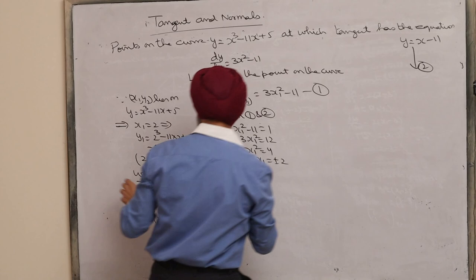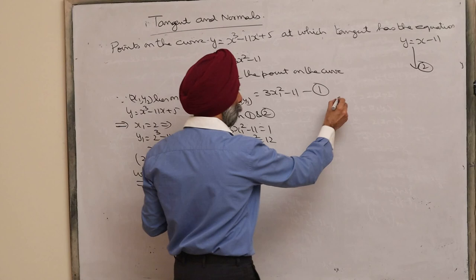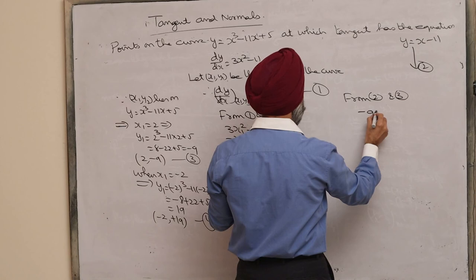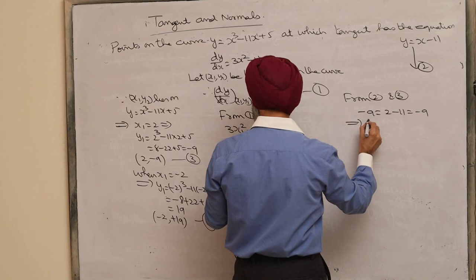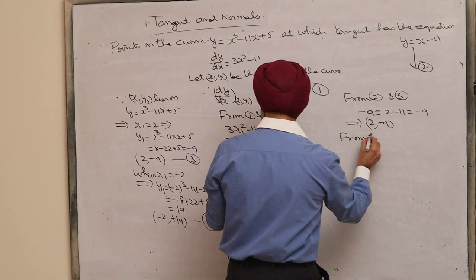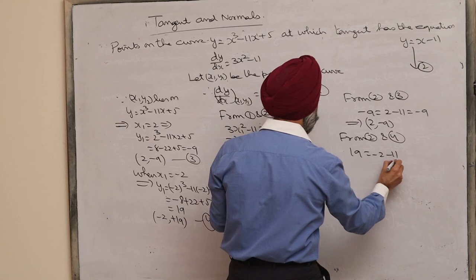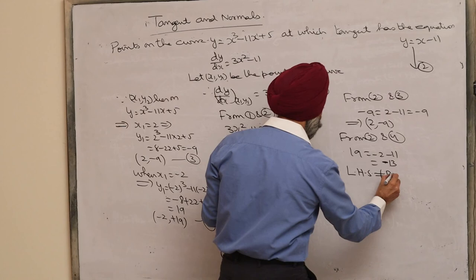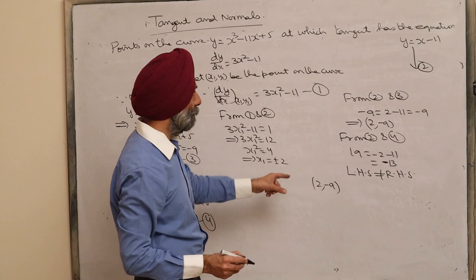From the second and third equations: −9 = 2 − 11, which is −9, so the point (2, −9) is on the curve. From the second and fourth: 19 versus −2 − 11, which is −13. So the left hand side is not equal to the right hand side. So the only possible point on the curve where the tangent has the given equation is (2, −9).